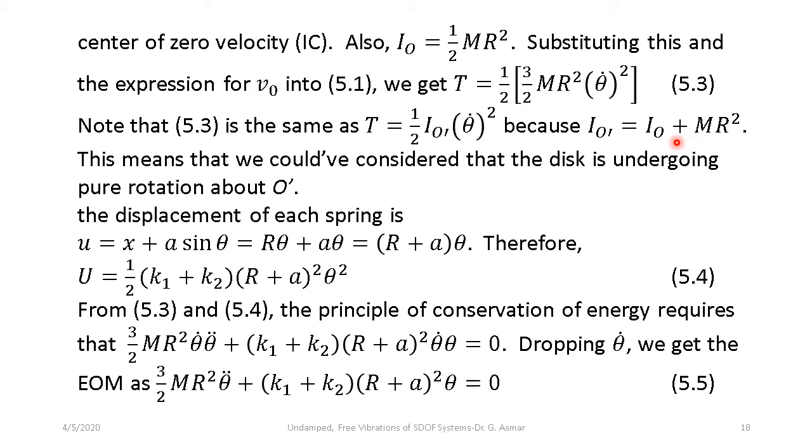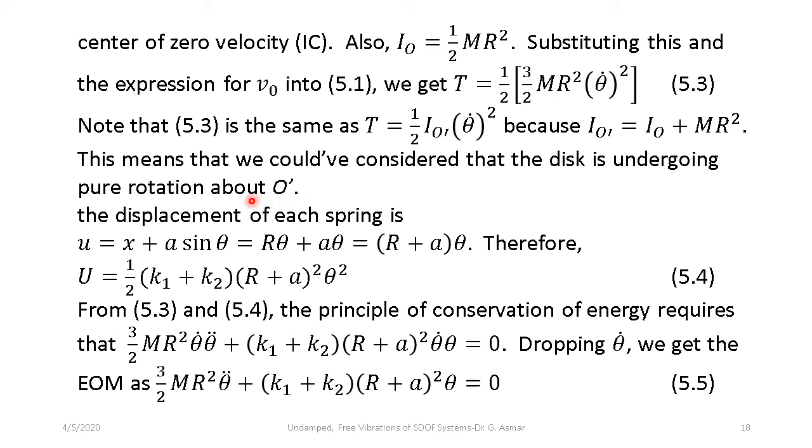And IO prime, of course, O prime being the instantaneous center of zero velocity, this means that we could have considered that the disk is undergoing pure rotation about O prime. So I have the choice here. I can look at O, in which case the disk is undergoing rotation plus translation, or I could look at O prime, in which case the disk is undergoing pure rotation about O prime. Either way, the answer is of course the same.